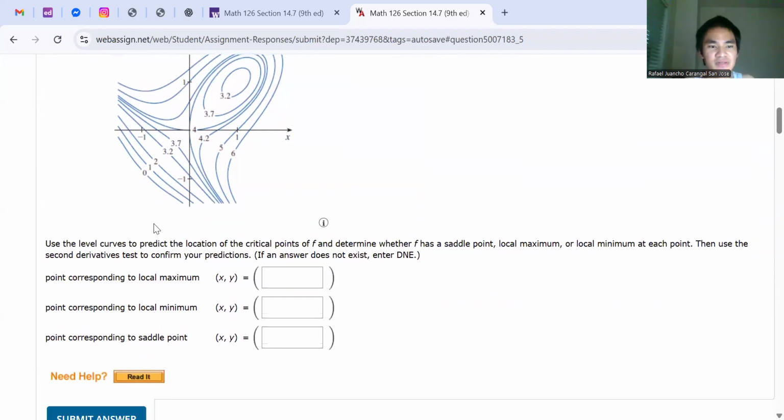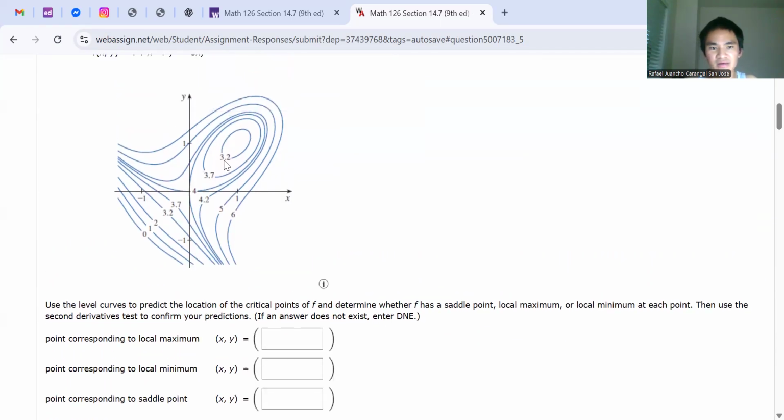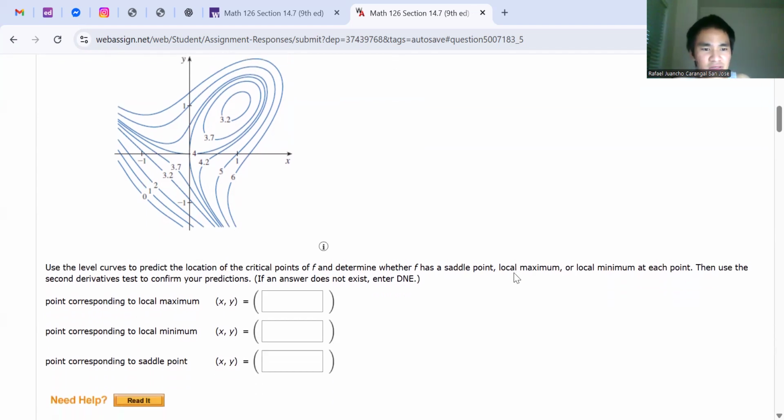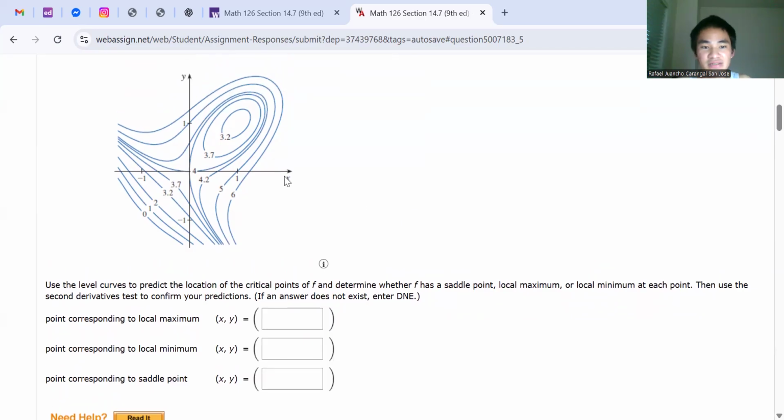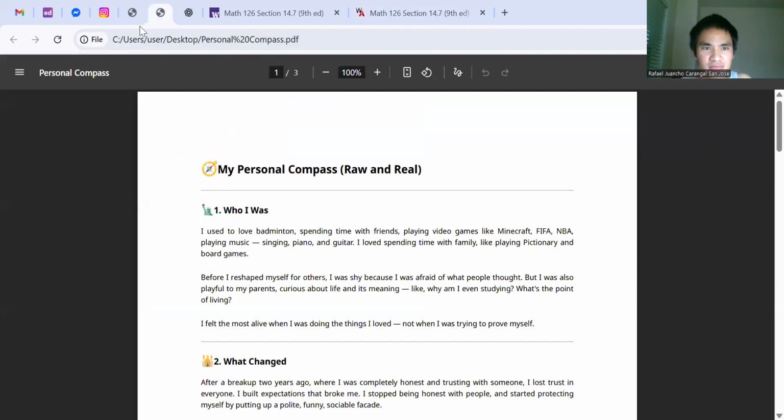Using the level curves, predict the location of the critical points of F. So what are the critical points of F? How do we determine whether F has a saddle point? Does F have a saddle point, a local max, a local min? Use second derivatives to test your predictions. If an answer does not exist, enter DNA. That one's actually tricky. I'll admit that one's tricky.